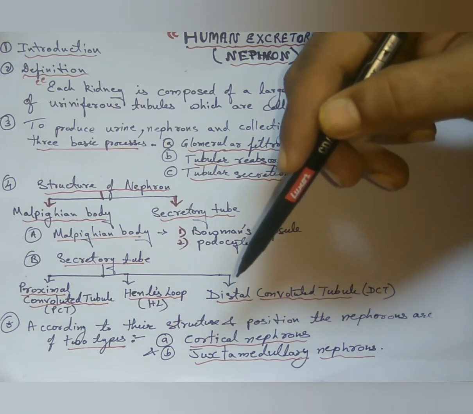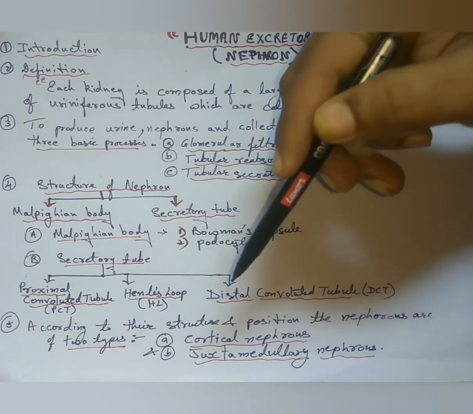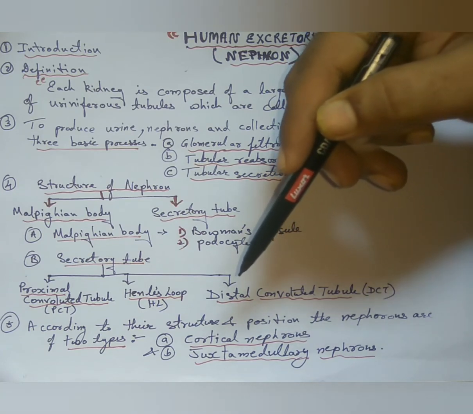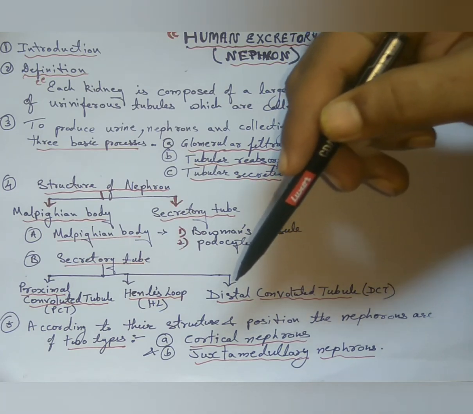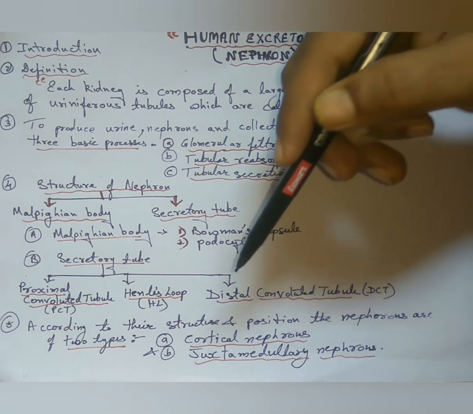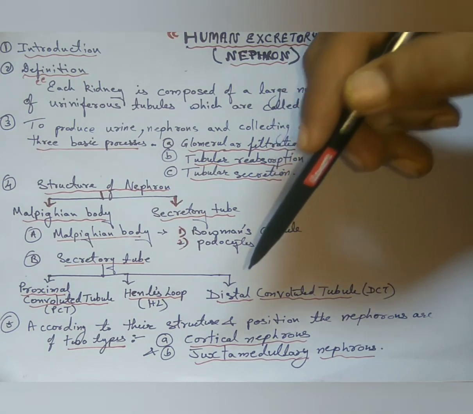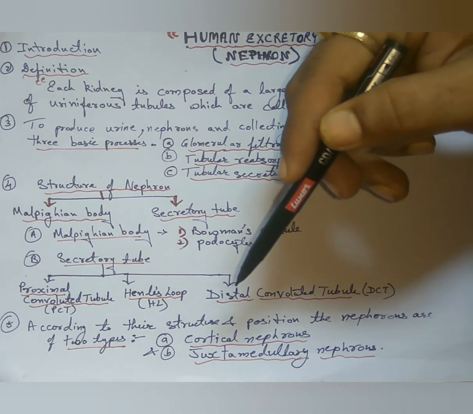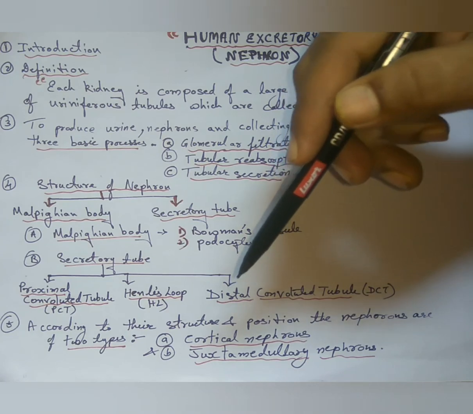At the end of the thick ascending limb is a short segment known as the macula densa. The macula densa plays an important role in regulating nephron function. Beyond the macula densa, fluid enters the distal tubule which lies in the renal cortex. This is followed by the collecting tubule.